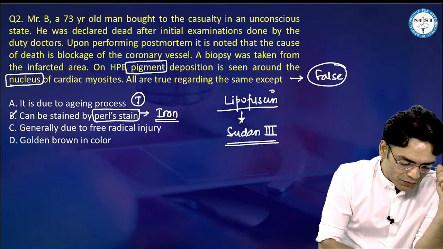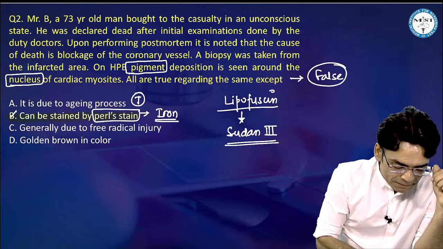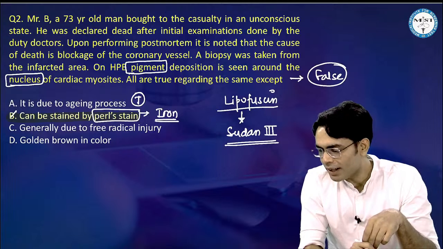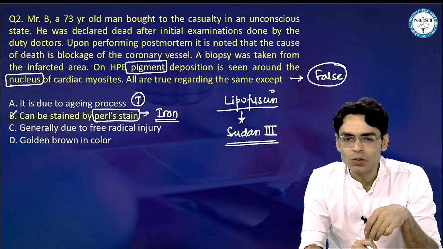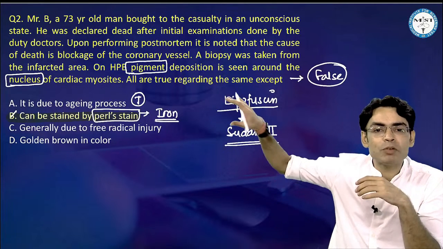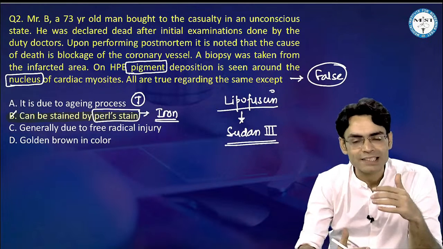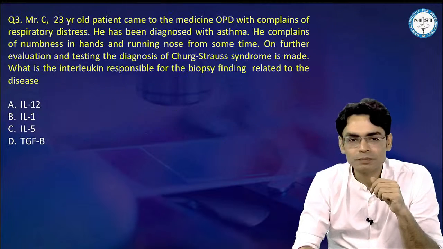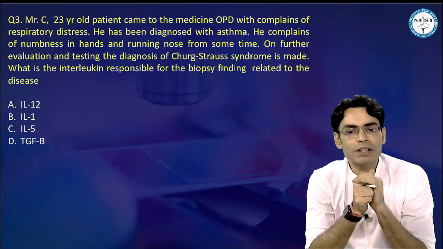So the correct answer for this question will be D. This is the correct answer. Yeah, Abhishek, it can be Oil Red O also, because it is lipofuscin, so it contains lipids. The stain for fat is Oil Red, so that can also be an answer. Thank you. Then question number 3.